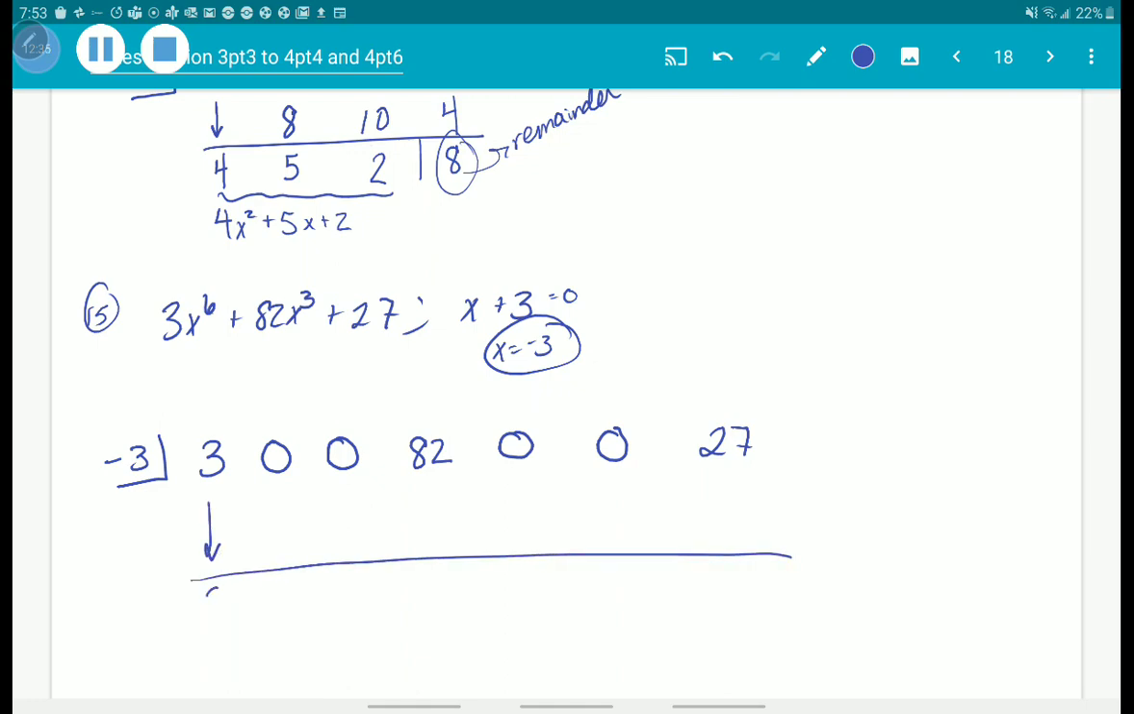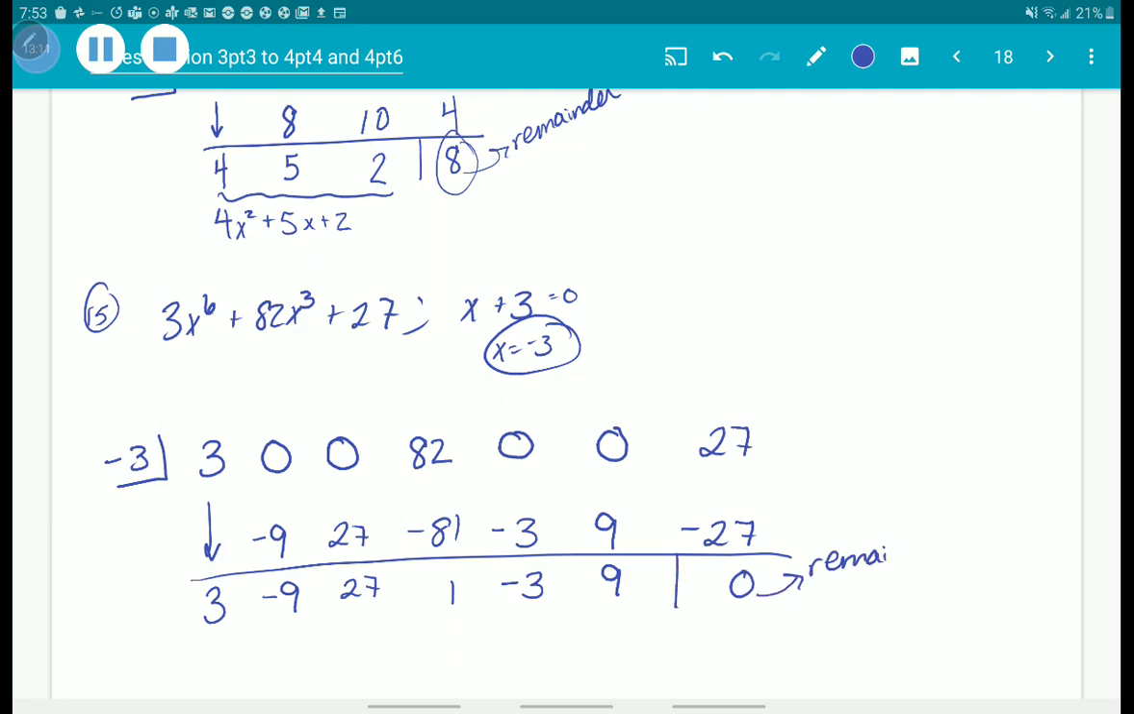Bringing the first one down, we're going to multiply, add down the column, multiply, add down the column, multiply, add down the column, multiply, add, multiply, add, multiply, and add. So we get that the remainder is 0.